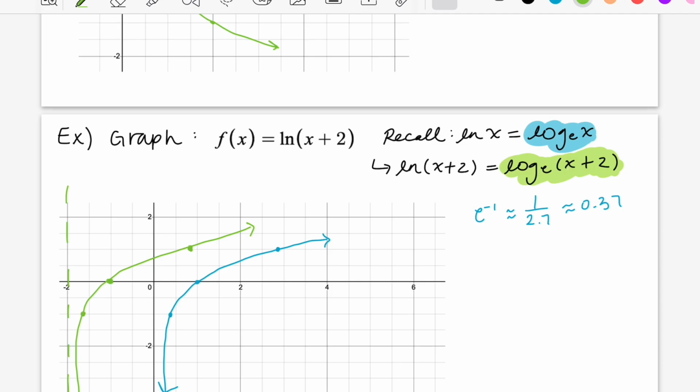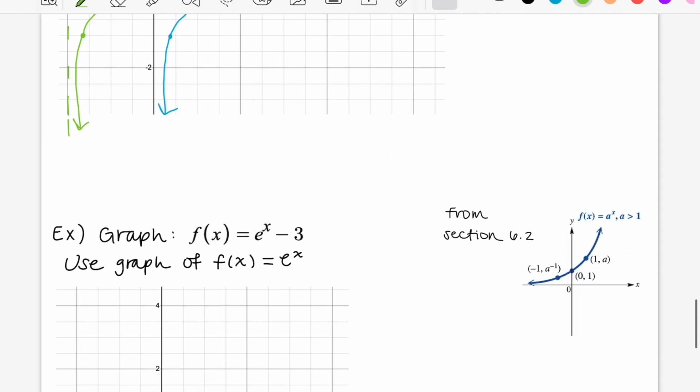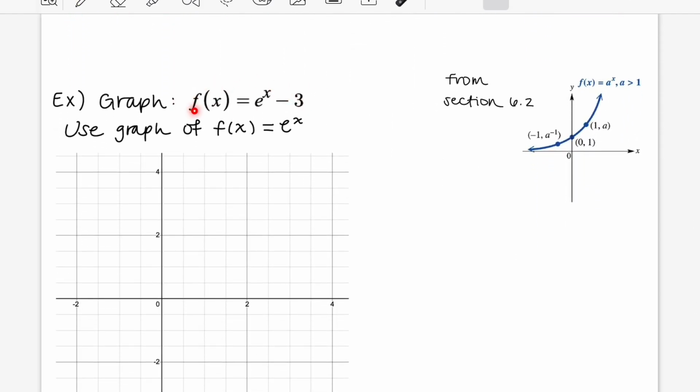All right, let's look at another example here. We want to graph this function here, e to the x minus 3. So what we'll do in this case is again use our parent function, the exponential function e to the x. And again, from section 6.2, we know functions of this form, a to the power x, behave in this way. And remember, like we said, e is just a constant, so that satisfies this. e is roughly 2.7. So we'll use this information to graph this guy here. Then we'll translate this guy 3 units down to get our e to the x minus 3 function.